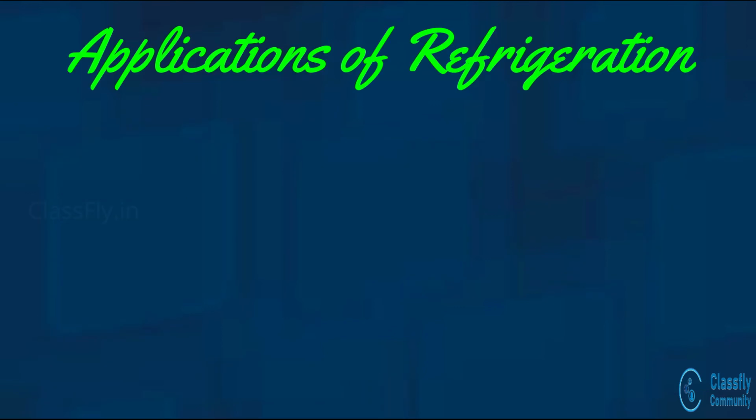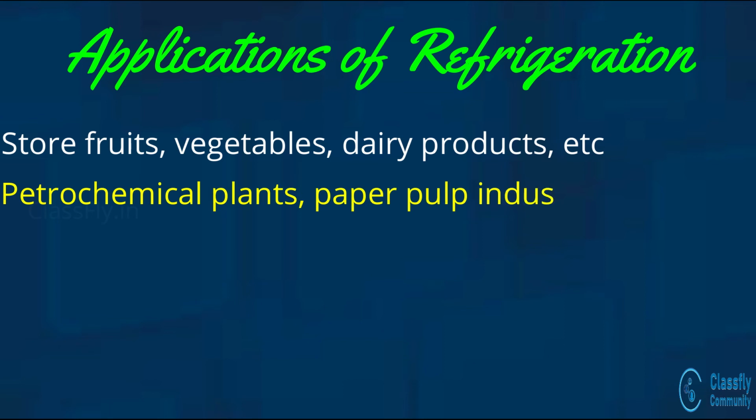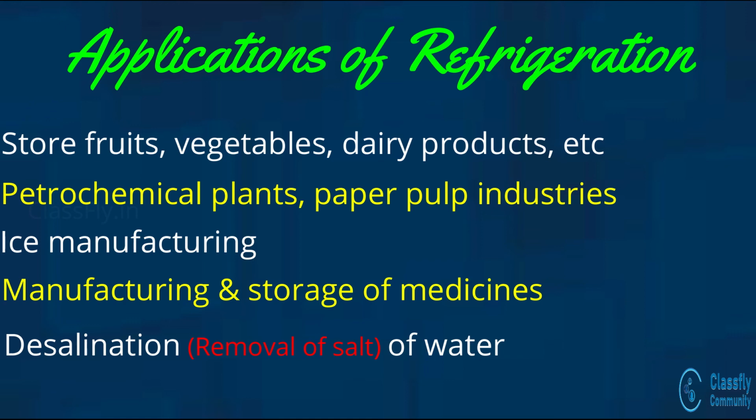Now, let us see some of the applications of refrigeration. Food processing, where it is used for the storage of fruits, vegetables, dairy products, etc. It is also used in chemical and process industries such as petrochemical plants and paper pulp industries for providing large capacity cooling for efficient manufacturing, and is also used in special applications such as ice manufacturing, manufacturing and preservation of medicines, desalination of water, and several other uses.